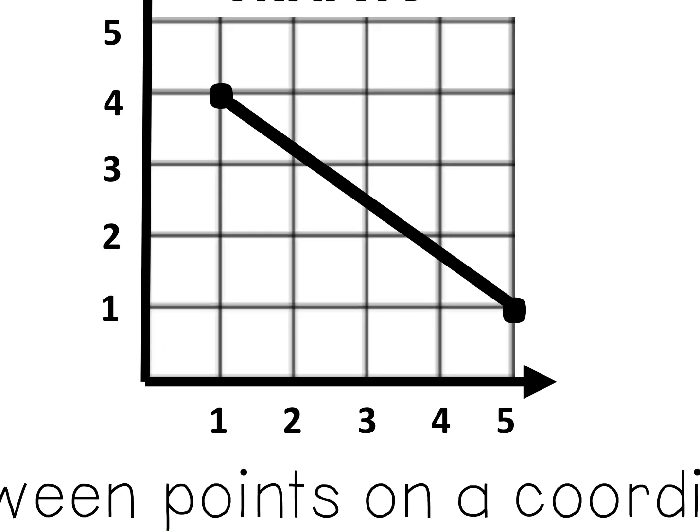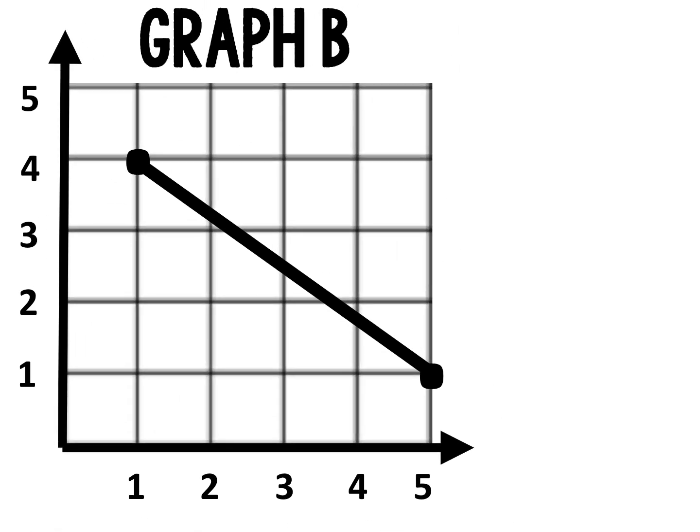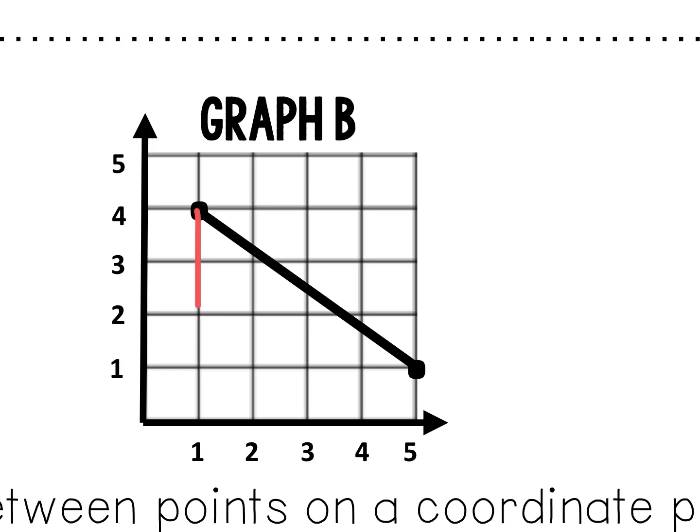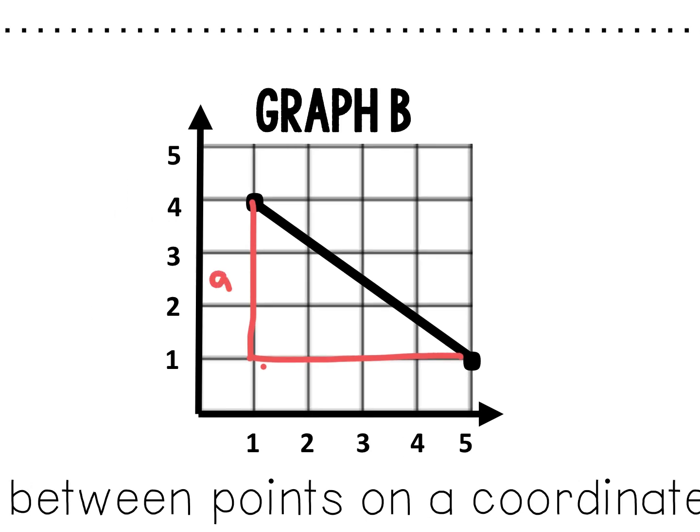Okay, what about graph B? Will counting work for the diagonal? No. Because we don't know when a block starts and when a block stops. Right? We don't know when that happens. So what we have to do instead is rely on the Pythagorean theorem by drawing a right triangle. Okay? So we're going to draw that right triangle and we're going to label a side A and a side B.